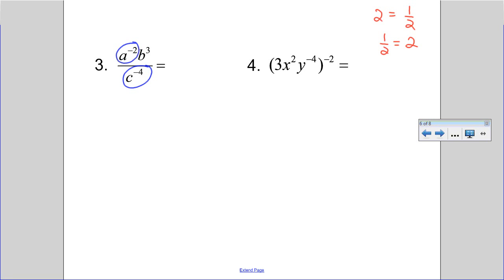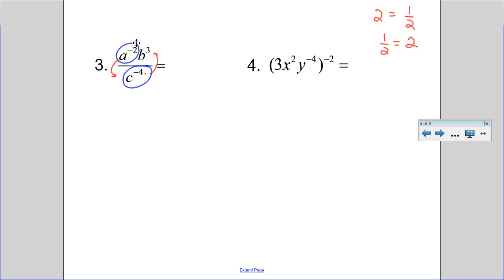So this a to the negative 2, I have to take the reciprocal. So if it's in the numerator, it moves to the denominator. What's going to happen with this c to the negative 4th when I take the reciprocal of it? It's going to move up. Guys, I use the word reciprocal a lot, or the word reciprocal is how we define it. I end up using the word flip a lot. I flip a to the denominator. I flip c to the numerator. I'm moving their positions around.